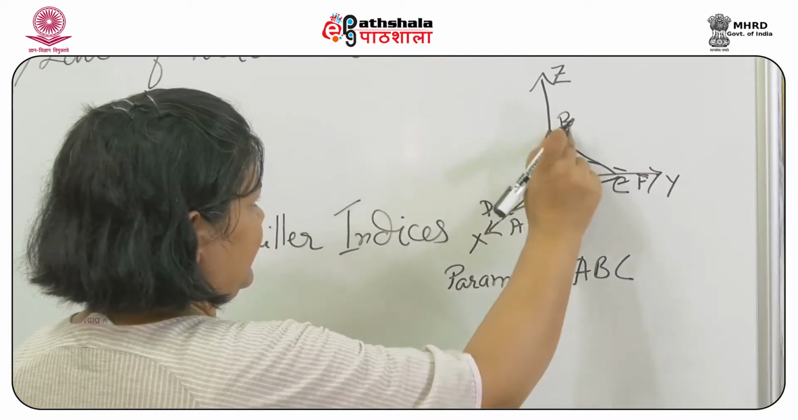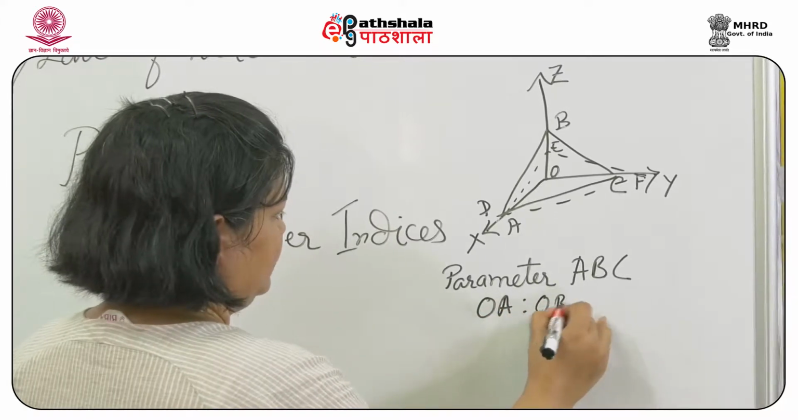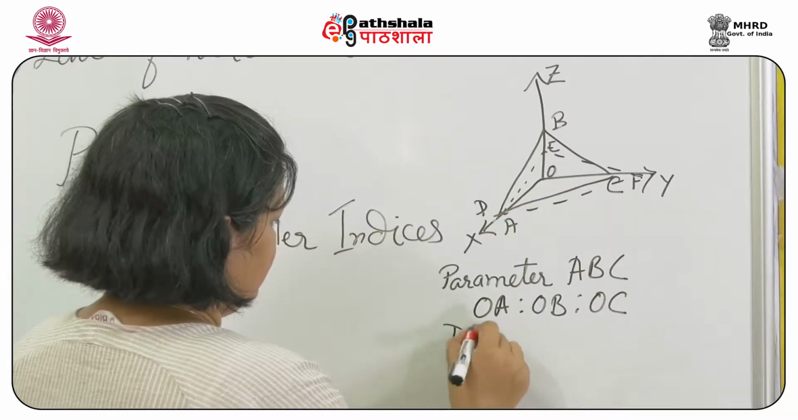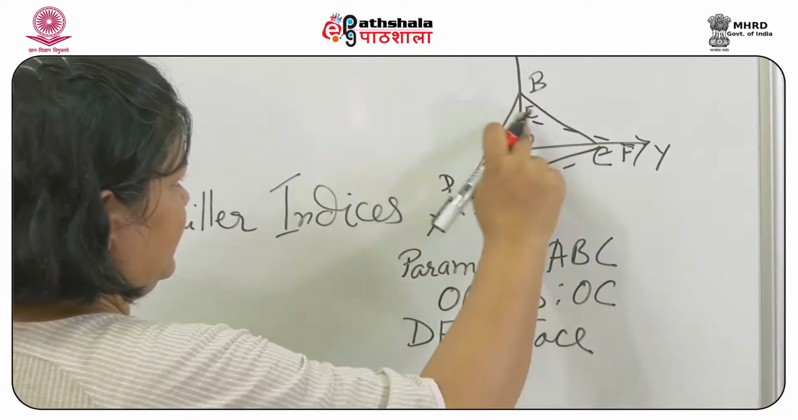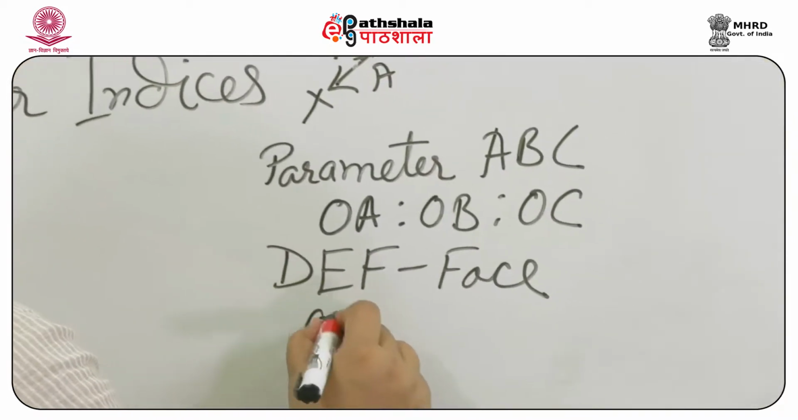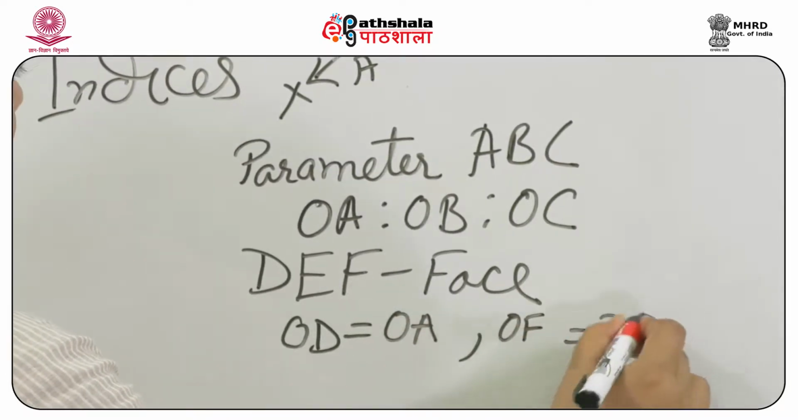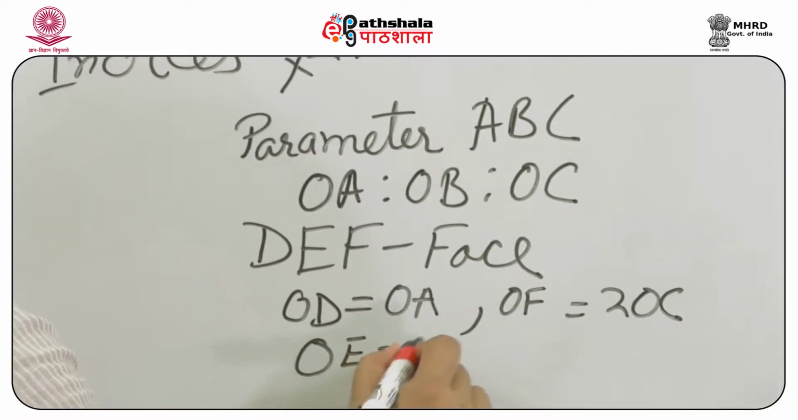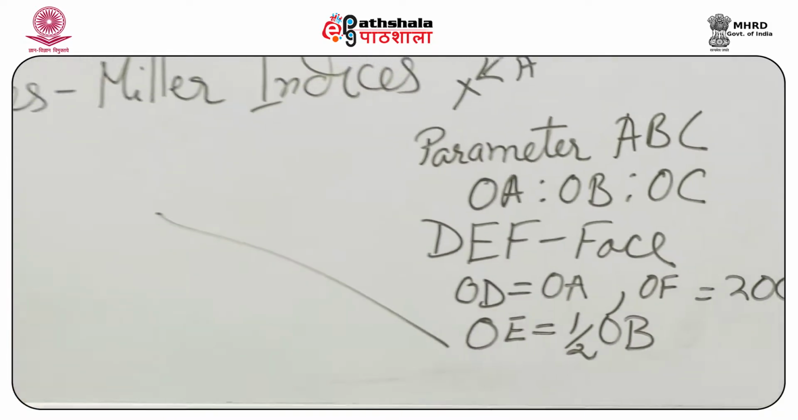So for that matter, for the ABC phase, we have the parameter as OA is to OB is to OC. For the phase DEF, we can consider the ABC phase to be the standard, and we can write that OD is equal to OA, OF is twice of OC, and OE is half of OB.